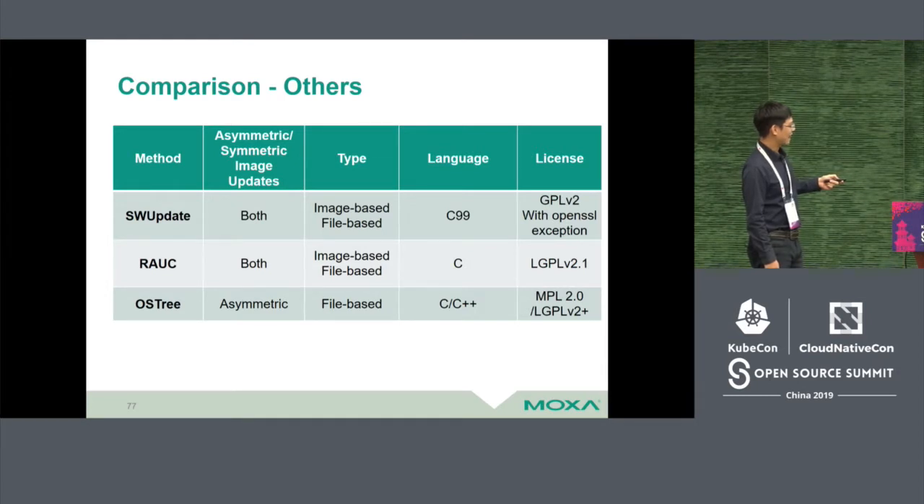SWUpdate and RAUC support asymmetric and symmetric updates. And they support image-based and file-based updates. The license is GPL and LGPL.